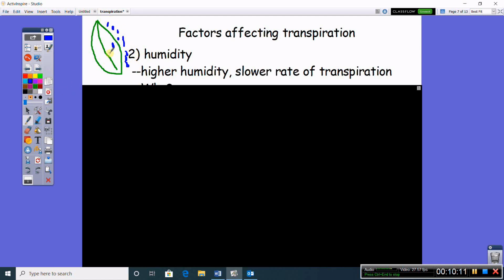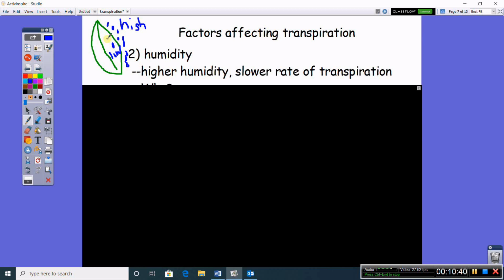So this is going to have a low water potential in the leaf, and there is a high water potential outside the leaf. Okay? Water doesn't move from low water potential to high. It's not going to want to leave if there's already a lot of water vapor outside that leaf.